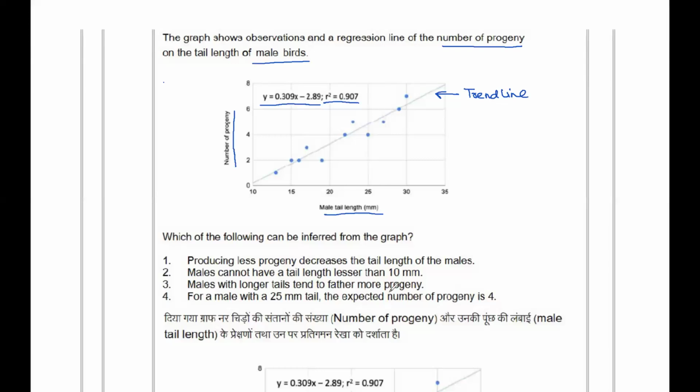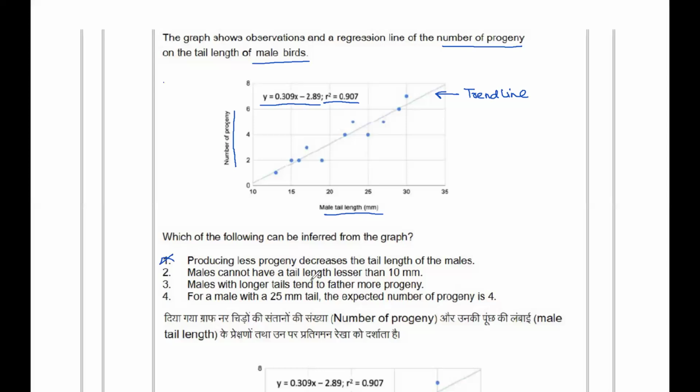Producing less progeny decreases the tail length of the males. Even under common sense, this wouldn't be the answer. It's like a human being having more children, meaning he's going to grow taller or something like that. So that's rubbish. So this one is out.